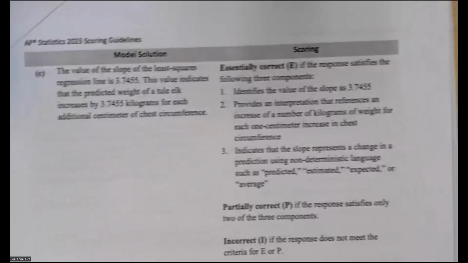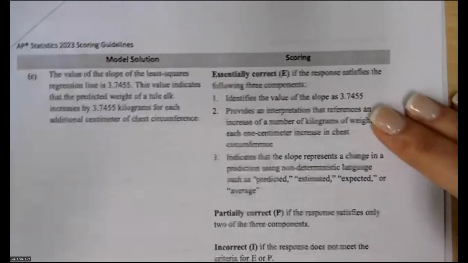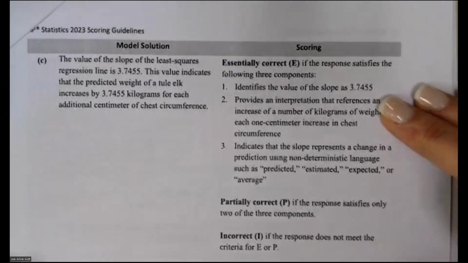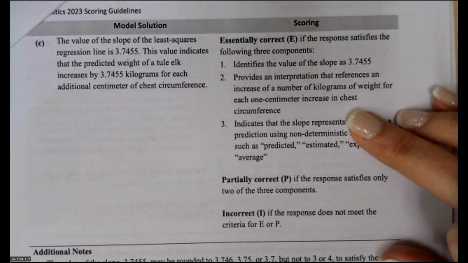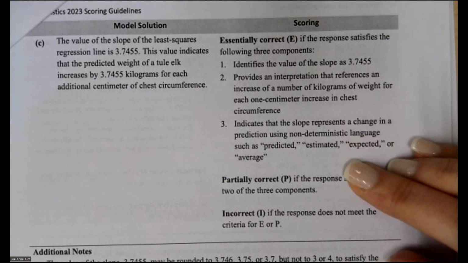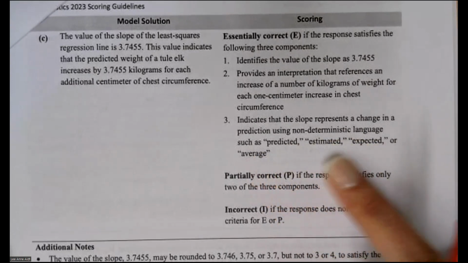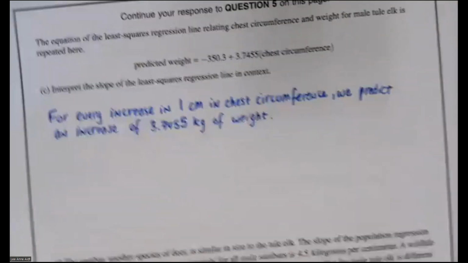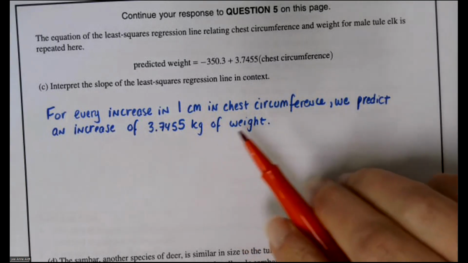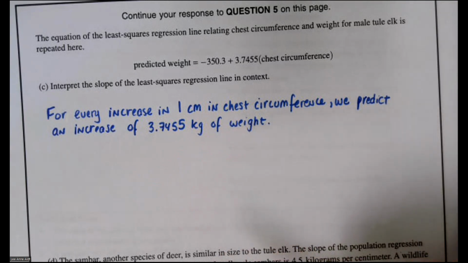Regression lines. C. Identifies the value of the slope as 3.7455. Provides an interpretation that references an increase for each 1 centimeter increase in chest circumference. Indicates that the slope represents a change in prediction using non-deterministic language, such as predicted, estimated, expected, or average. I put for every increase in 1 centimeter in chest circumference, we predict an increase of 3.7455 kilograms of weight. Oh, yeah, I forgot to say predict.